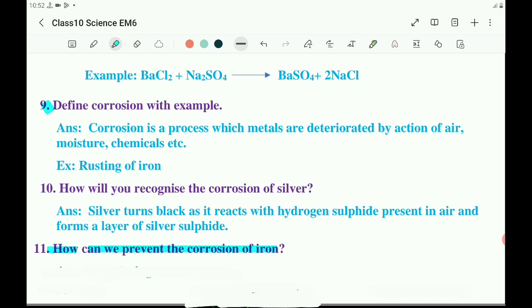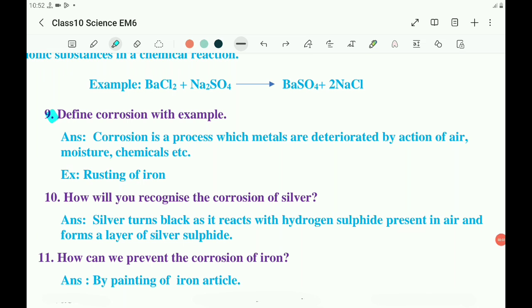So you write how you can prevent the corrosion of iron. That is by painting the iron articles. So write the answer. What is the answer? By painting of iron articles.